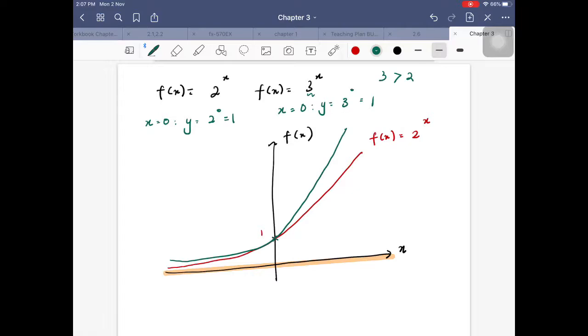Okay, so what happened is that the graph for 3 to the power of x is going to be higher than the graph for 2 to the power of x. It is going to rise higher than that. That will be the difference, okay? By the intercept, it will still be the same.